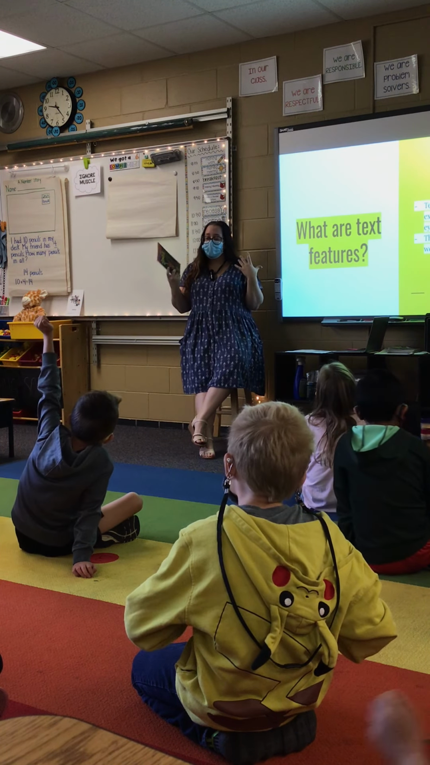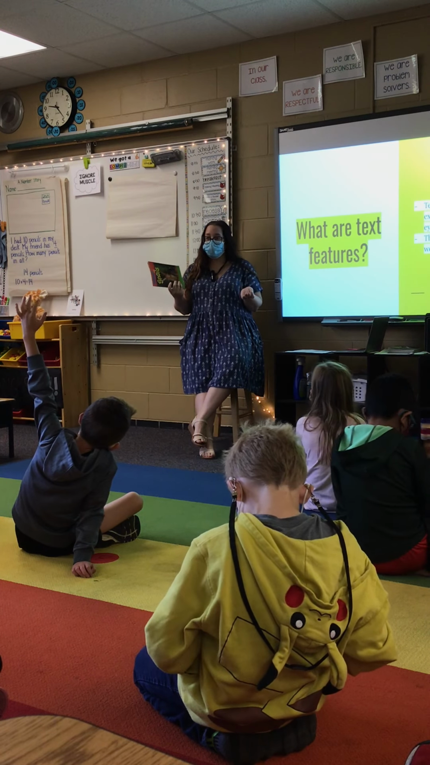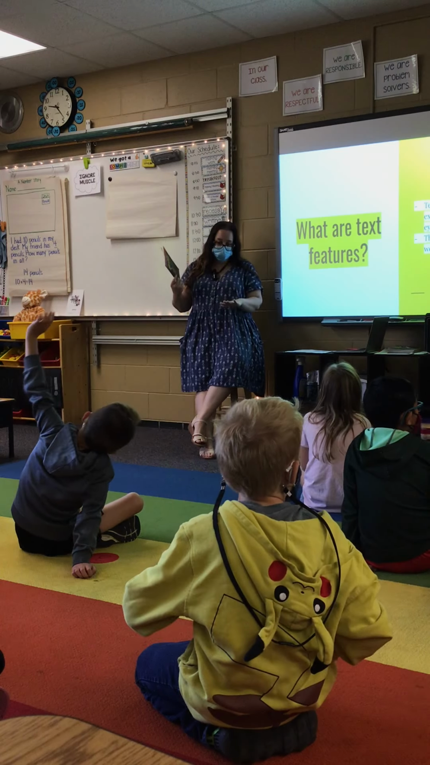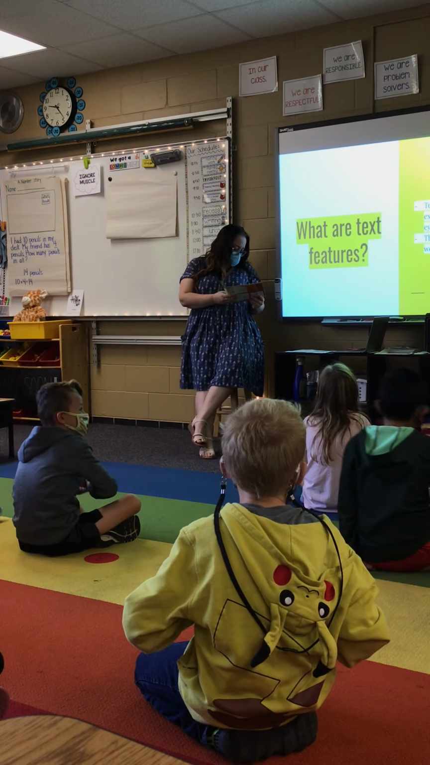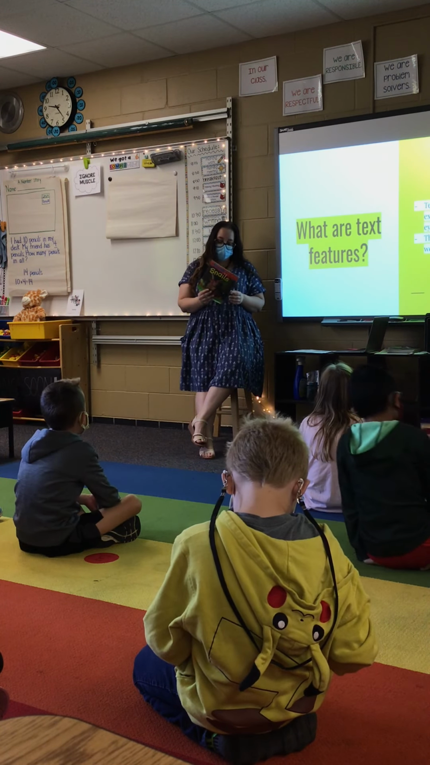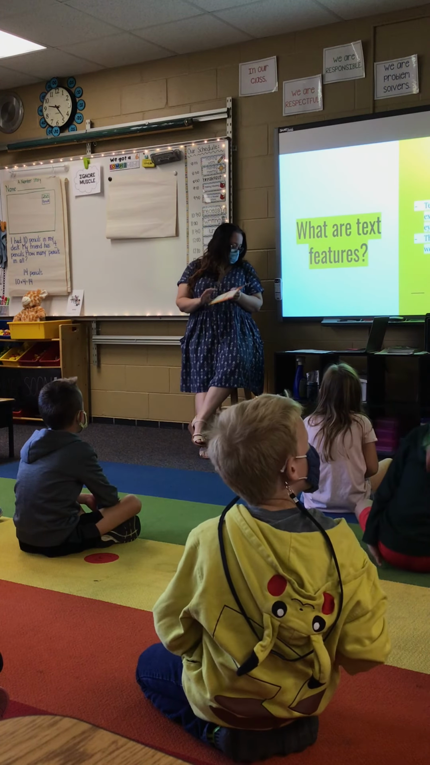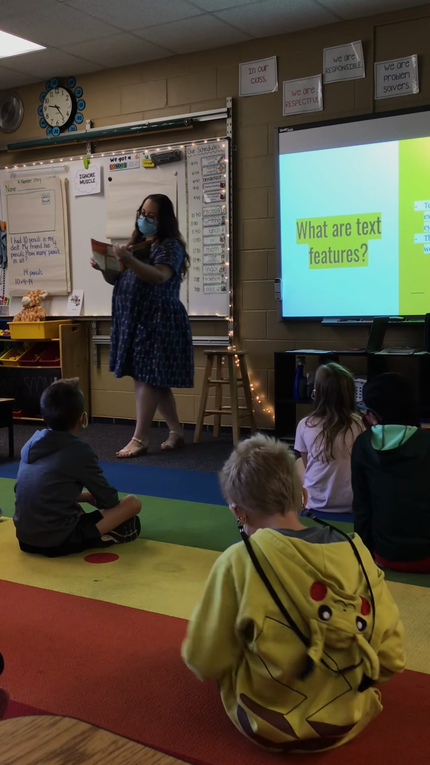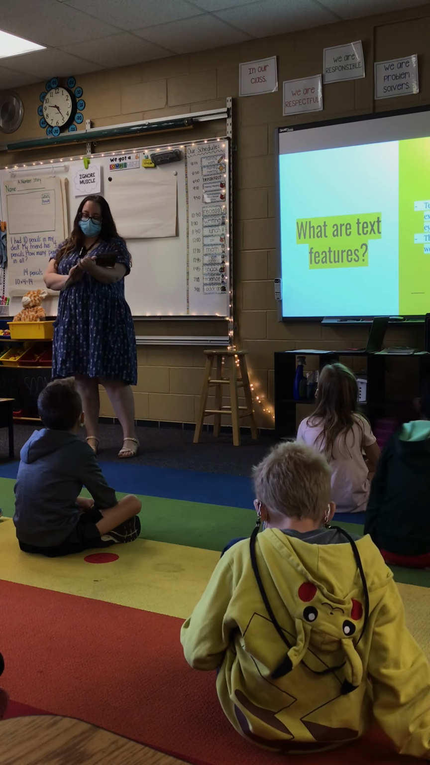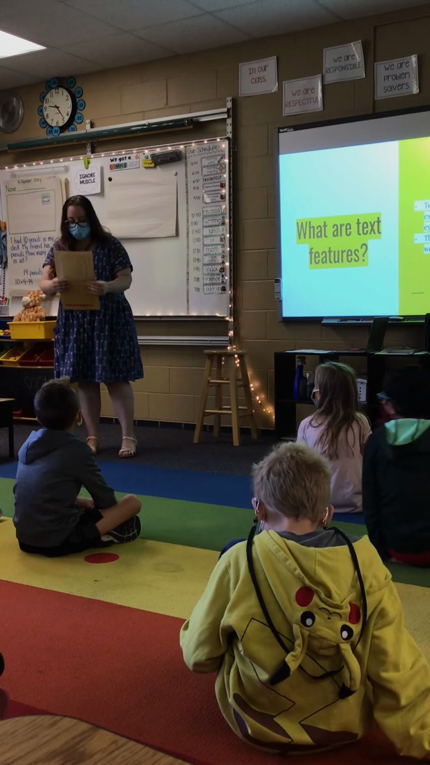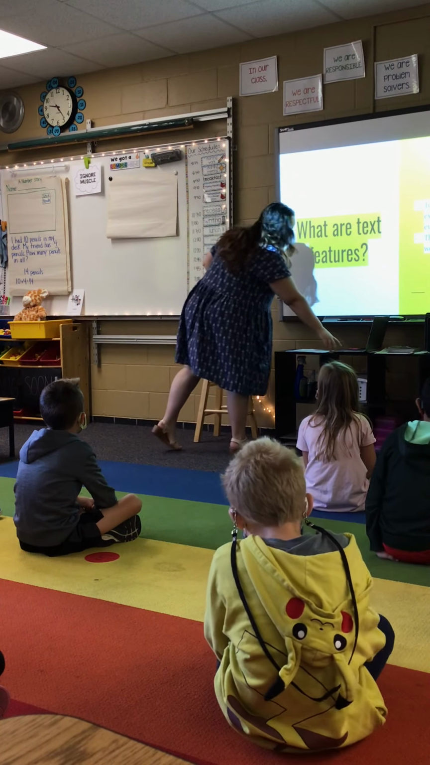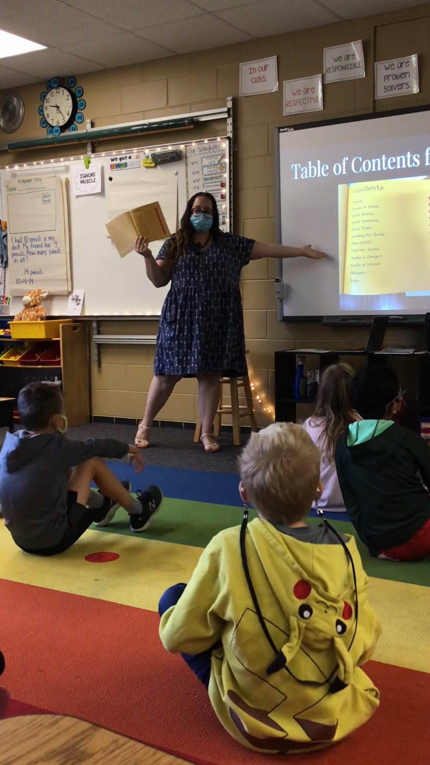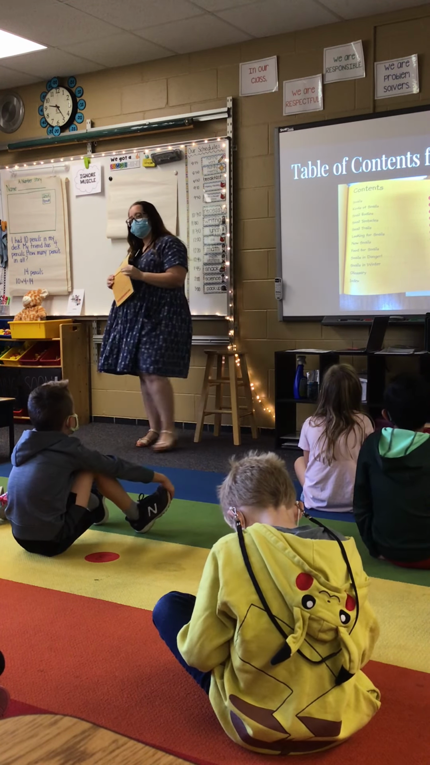So where an animal lives, that's called a habitat. Can you say habitat? Habitat. So, just like I said, they can be in your backyard, it can be on the edge of a pond. So, we're going to start right here. This is our first text feature that we're going to talk about. What is this text feature? Table of contents.